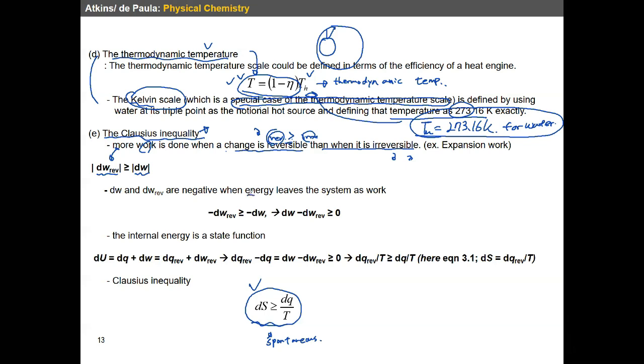And if the energy leaves the system as work, then the amount of reversible work will be minus, right? The sign is minus. And this is also minus, right? So we can simply rearrange this as dW minus dW reversible, which is larger than 0.